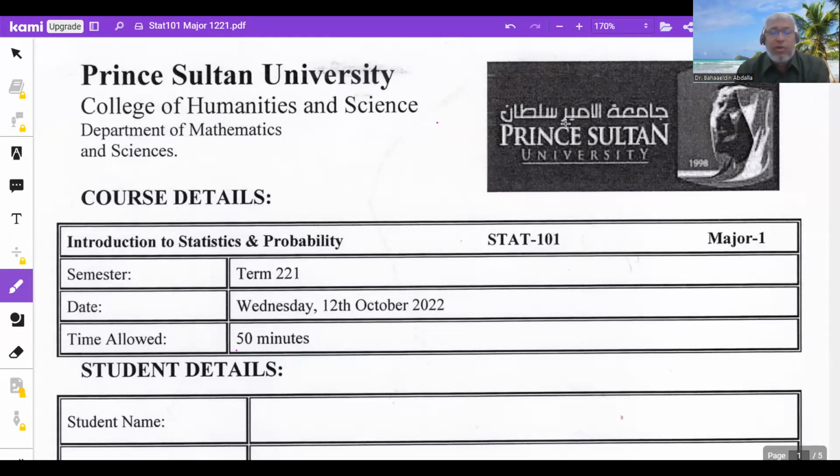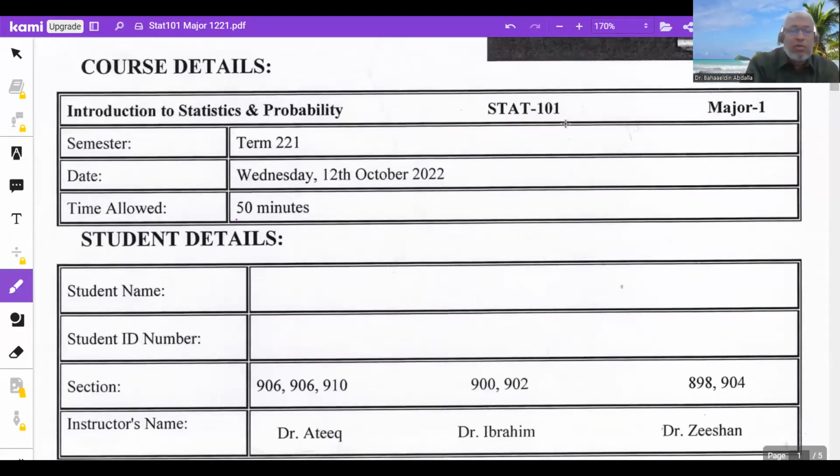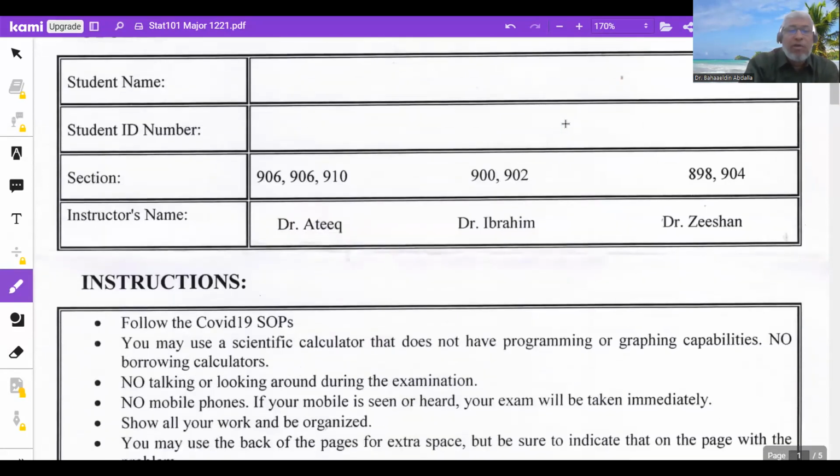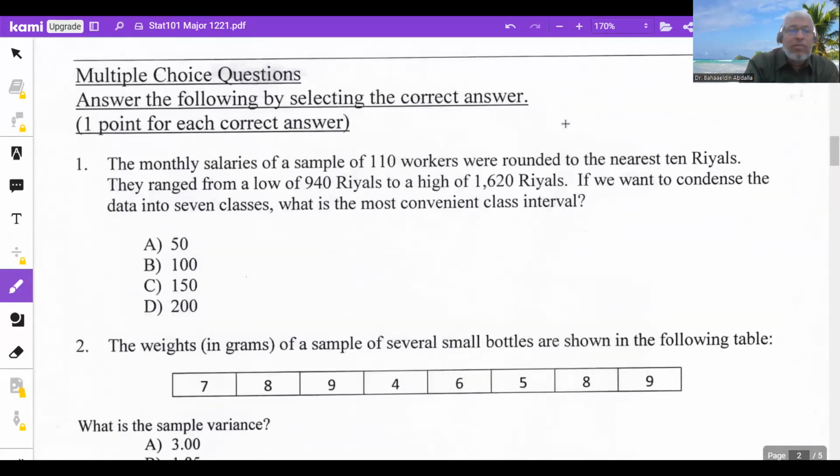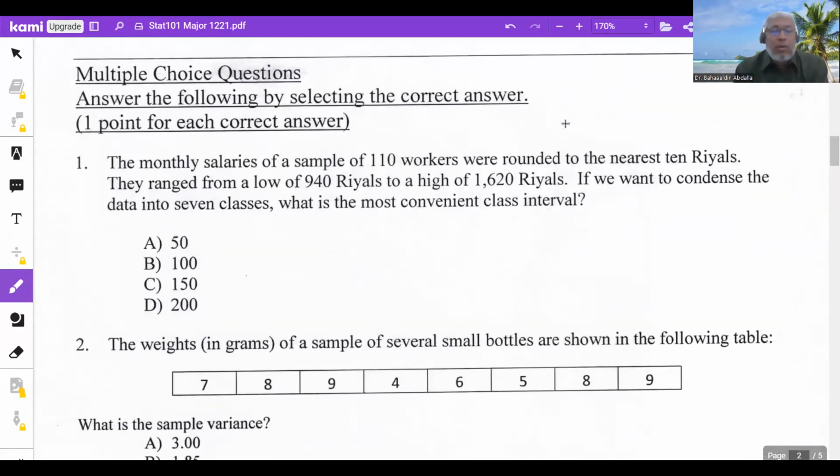This is major one of Stat 101, last term 221. So let us have a look at the questions and solve them together. The first part, multiple choice questions.